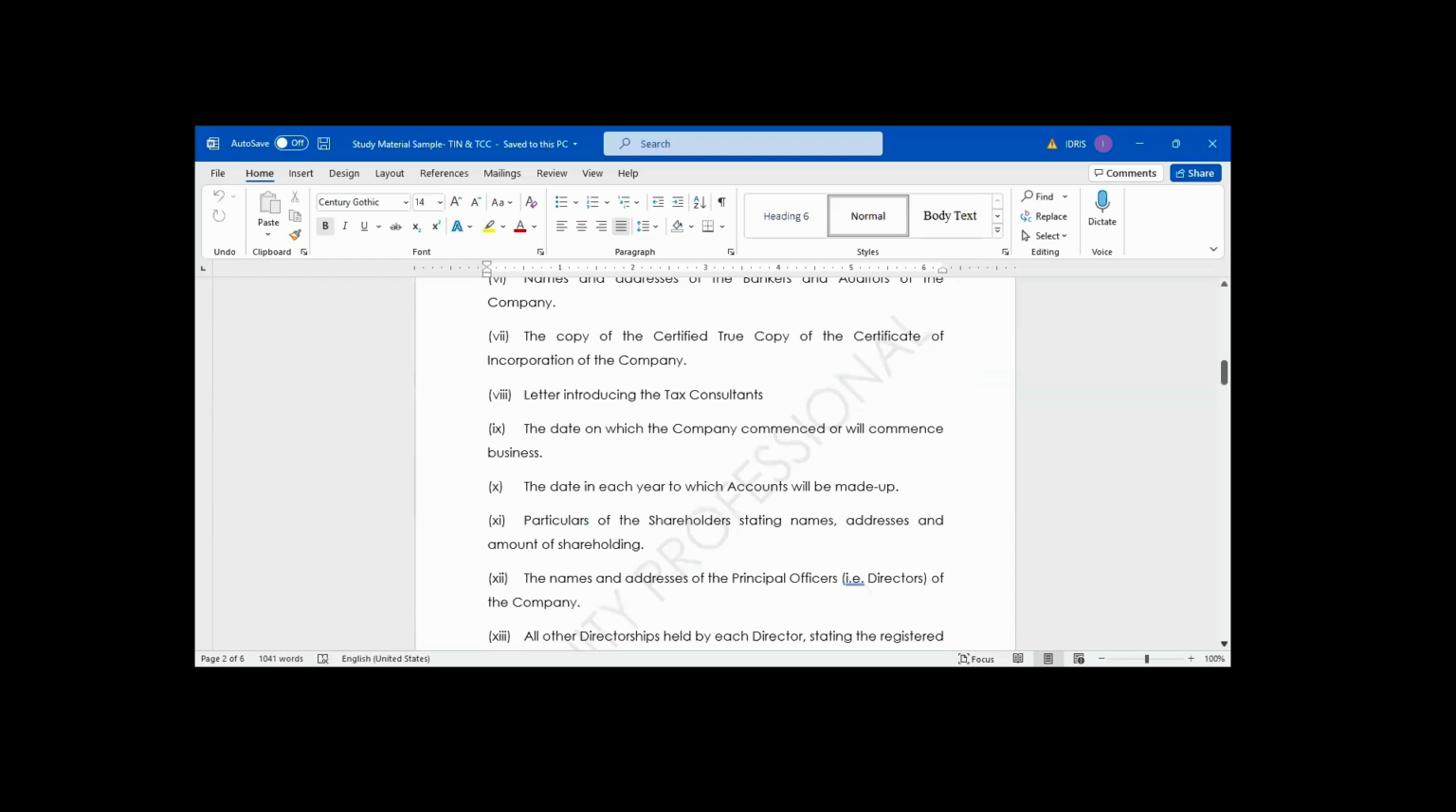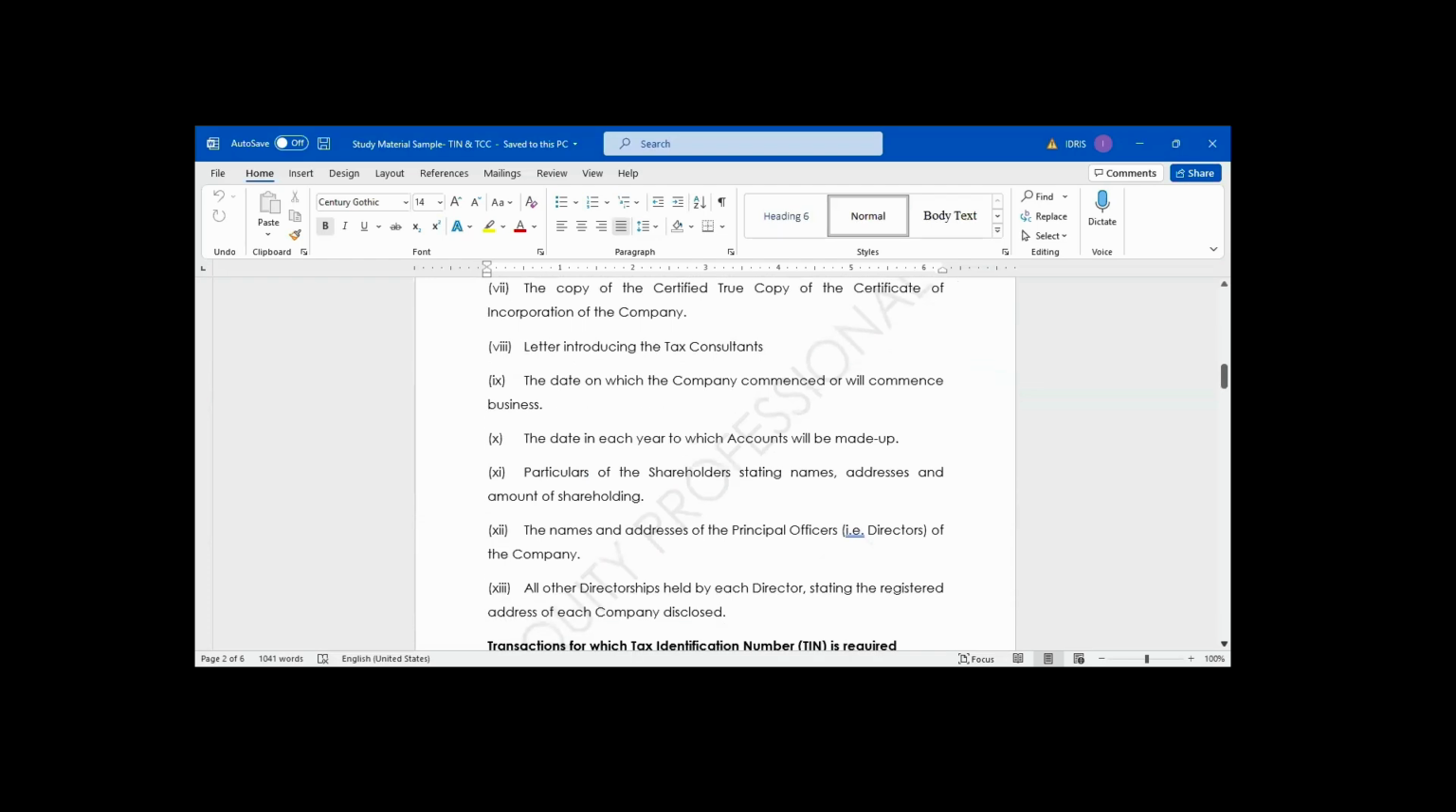Particulars of shareholders too, which include their name, their address, and the amount of shareholding, are to be included. Another one, the name and address of the principal officer of the company must be included. All these are the content of the requirements for registration with tax identification number in the FRS office.